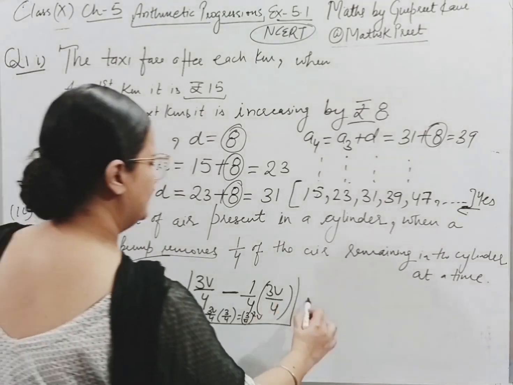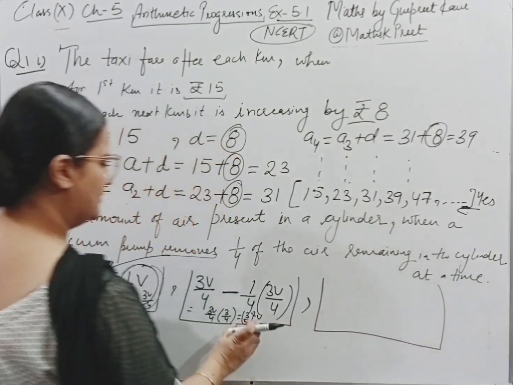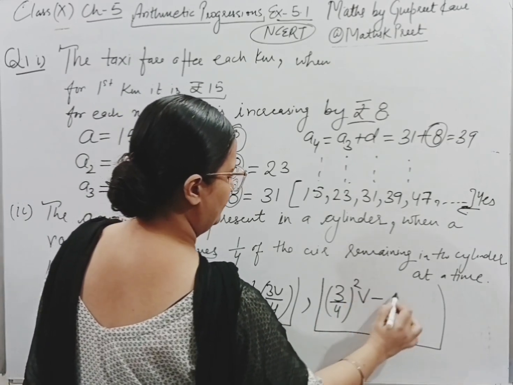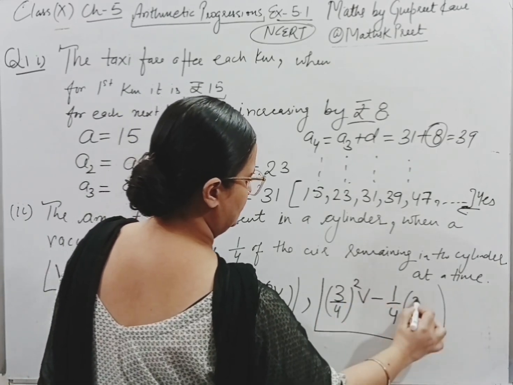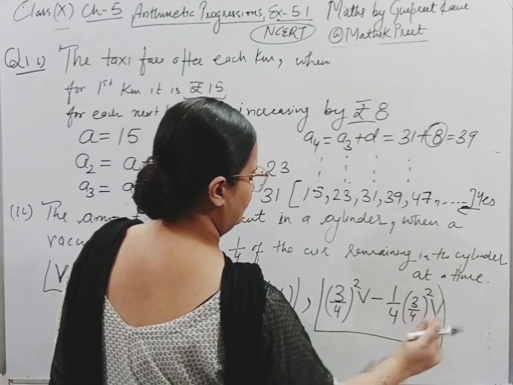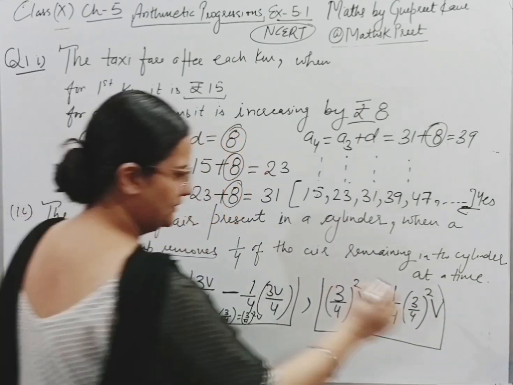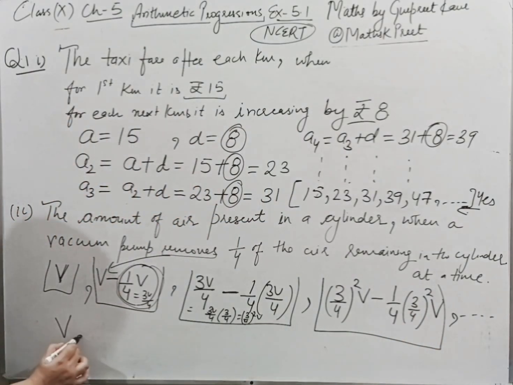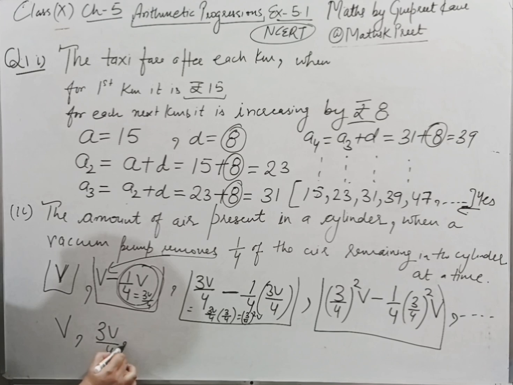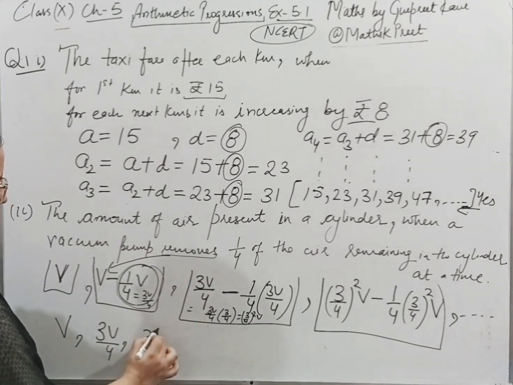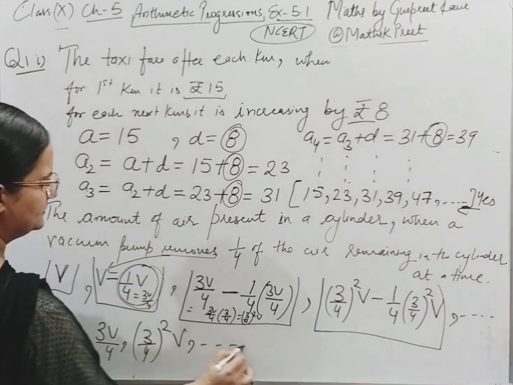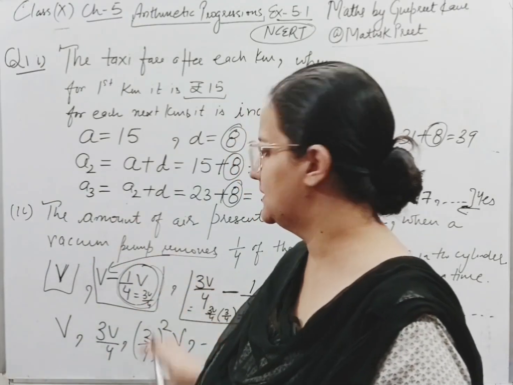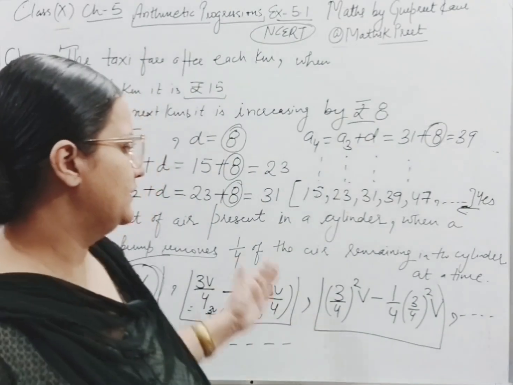Similarly, the next term is the remaining year. First we will write this and we'll remove 1/4 of this from the cylinder. This way we will get the next terms. So here my first term is V, next is 3V by 4, next is (3/4) whole square V, and so on. So this is the list of the volume of air present in the cylinder after applying the given pattern of removal of the air from the cylinders.